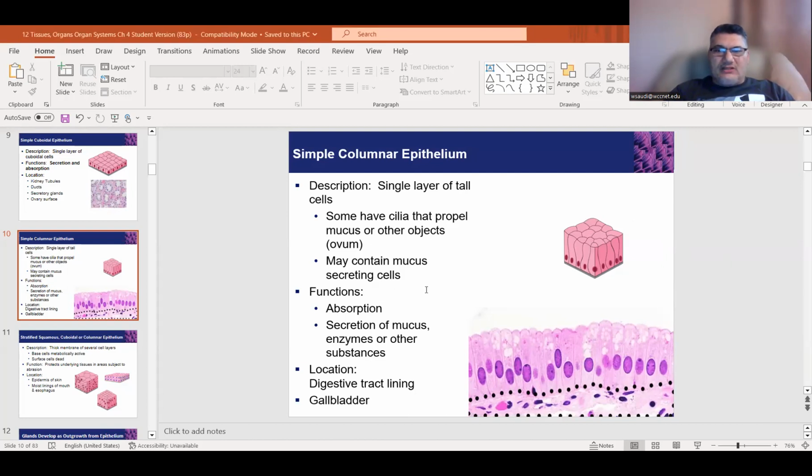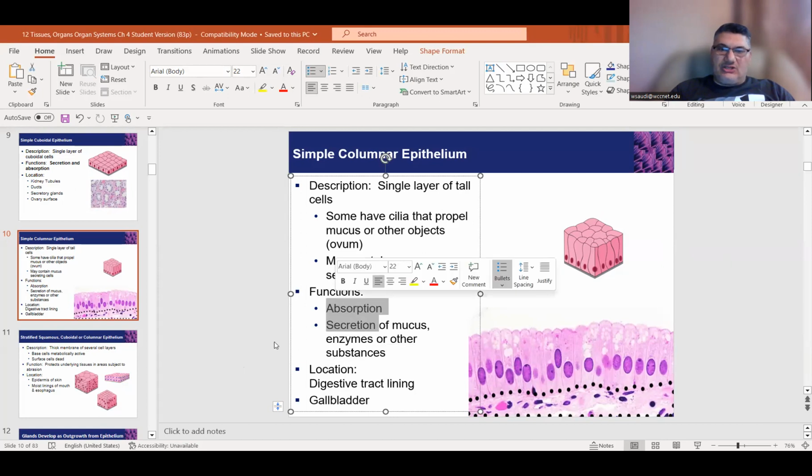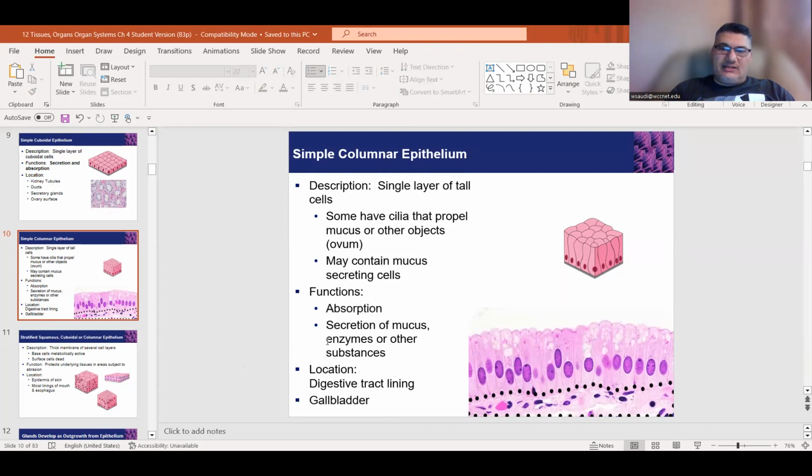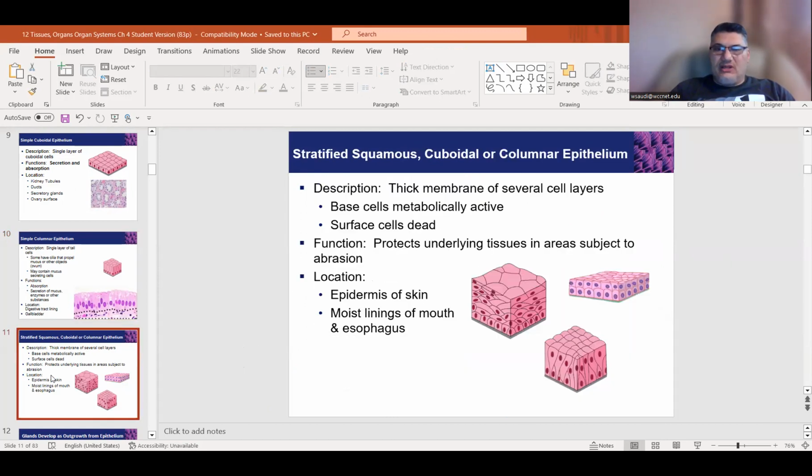Okay, so simple columnar, just like the simple cuboidal, it's also absorption and secretion. But where? In other locations. Digestive system lining is the most important one. And also the gallbladder, but the digestive system is the most important one because, again, it is for absorption and secretion, mucus and enzymes.